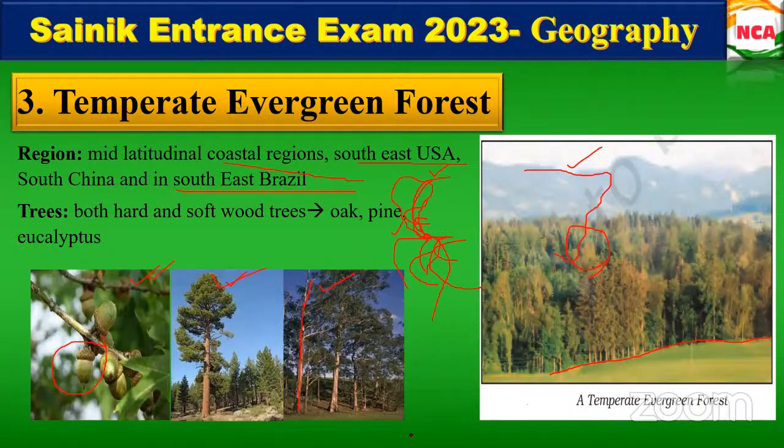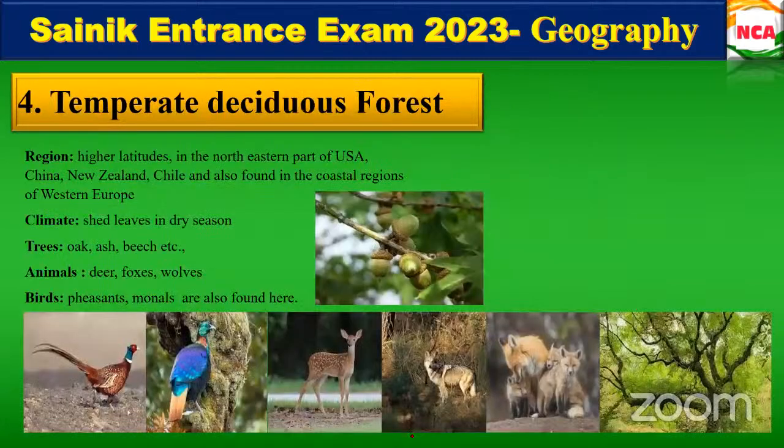So next we are going to see temperate deciduous forest. In a temperate deciduous forest, when you go towards higher latitudes, there will be more temperate deciduous forest. In case you take a mountain region, or else on the earth also, when you go to higher latitudes, you can see this temperate deciduous forest.